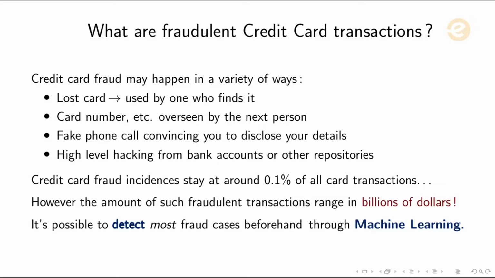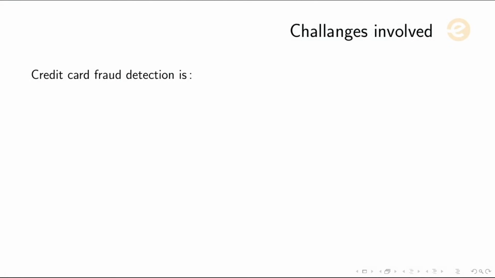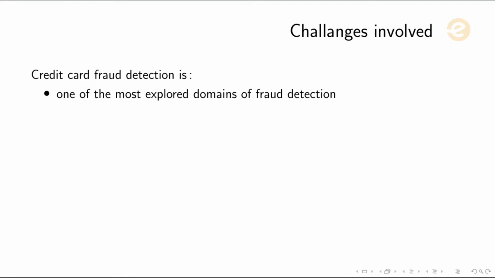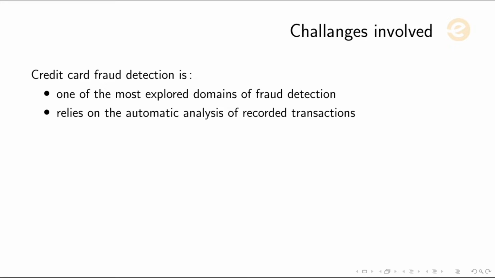And before going into the project, let me tell you that credit card fraud transactions are the most explored domains of fraud detection. So it's a very active area of research and a very active area of learning in data science. And another aspect of credit card fraud detection is that those transactions all take place automatically. So you swipe your card and the card is debited by that amount. So that is why the models that we are going to build need to be very fast and very accurate and very effective.